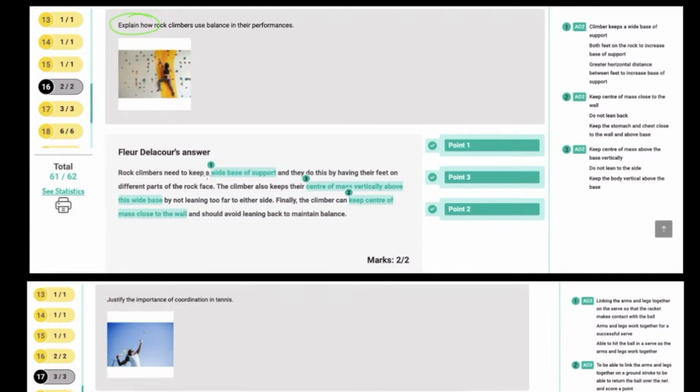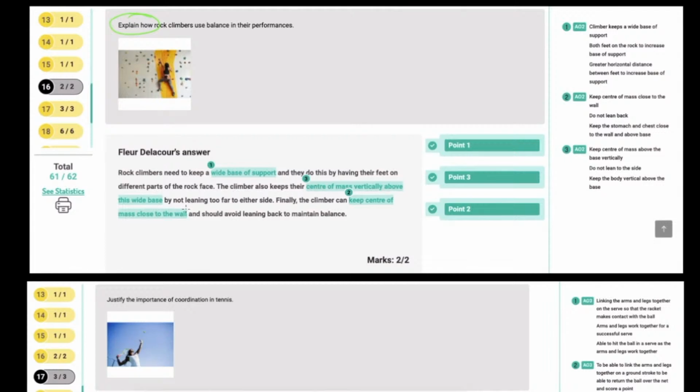Let's have a look. Rock climbers need to keep a wide base of support. So that's straight from our definition, right? And they do this by having their feet on different parts of the rock face. We could even say, you could say they have 4 points of contact. Nice wide base.